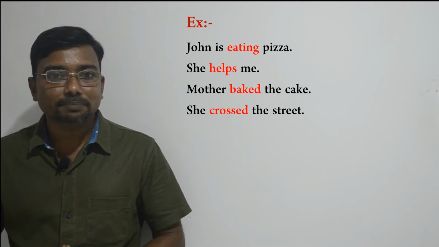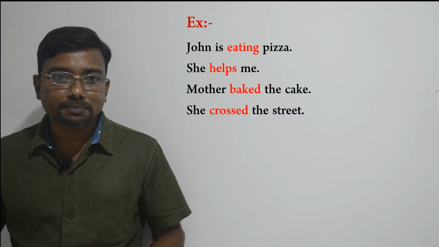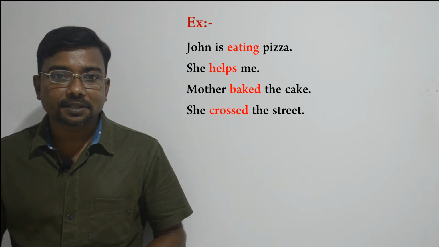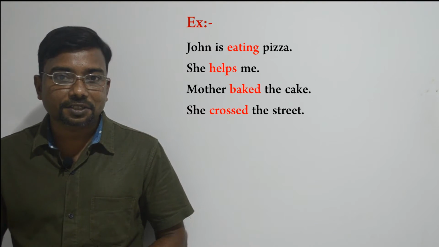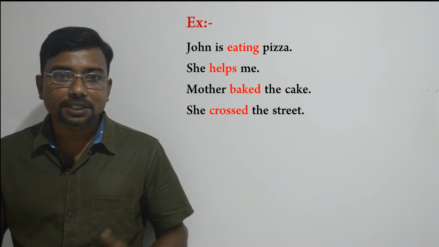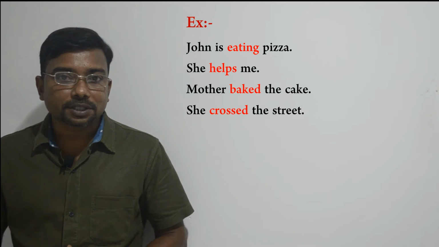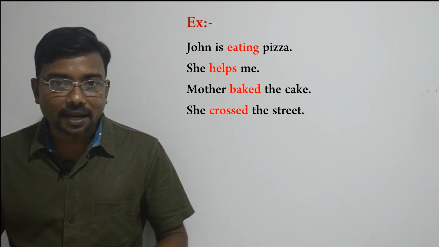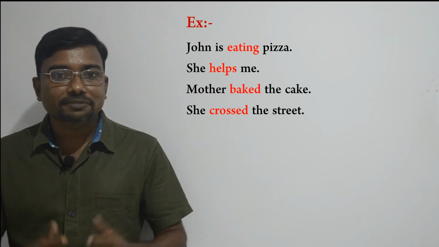Okay everyone, let's look at some examples to identify this transitive verb. Look at this example. John is eating pizza. She helps me. Mother baked the cake. She crossed the street. Okay, here the verbs eating, helps, baked, crossed are transitive verbs because they have a direct object to receive that action. Look at the first example.